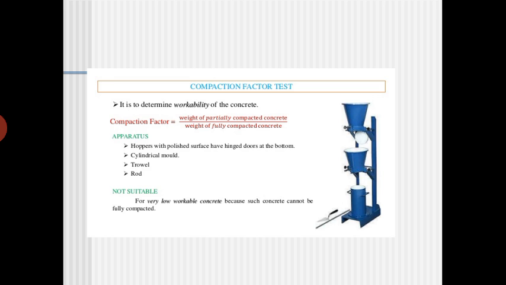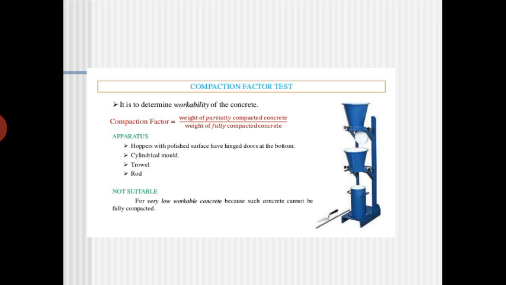There is a free fall, we can call it a free fall. Then take the weight of the cylinder, the bottom cylinder, along with the concrete. Before that you have to take the empty weight of that bottom cylinder. Then with the self compaction, take the weight. This is the first one, so you keep it aside.